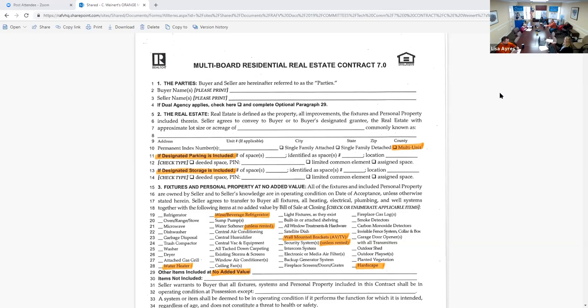Moving along, on line 11, we added if designated parking is included. On 13, we added if designated storage is included. These items were expanded to deal with condos and townhomes where there's more issue with is it general parking? Is it specific parking? What is it? We hadn't addressed storage before at all, so that's new ground for us.